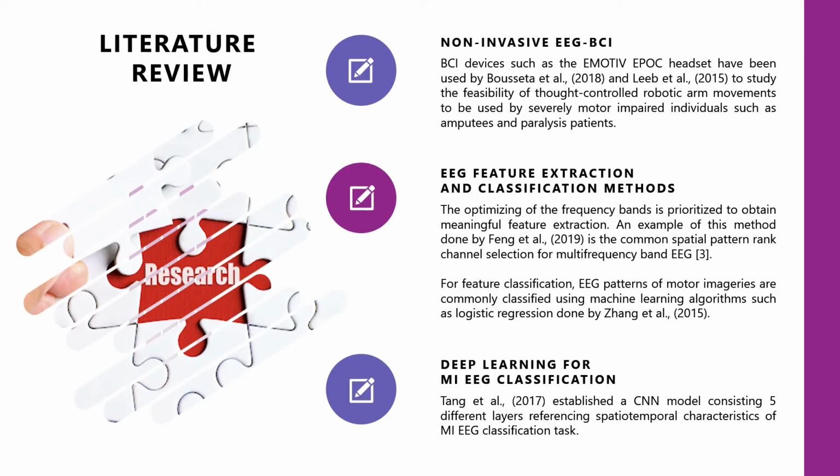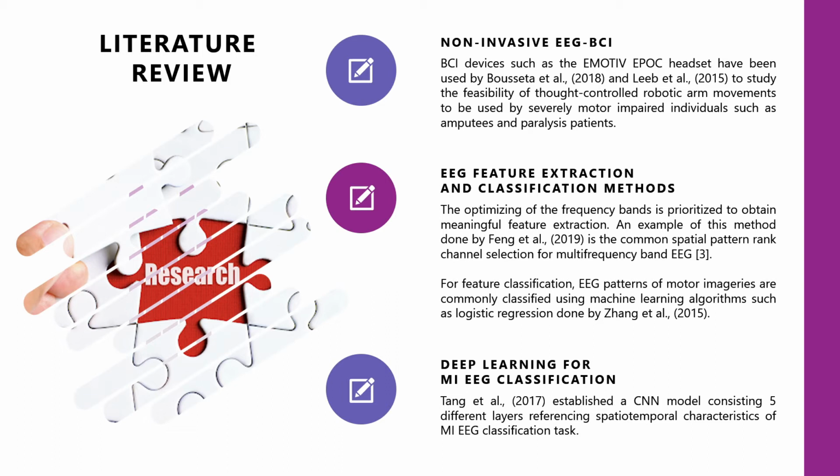For the literature review, we focus on three main topics, which are non-invasive EEG BCI, EEG feature extraction and classification methods, and deep learning for MI EEG classification. BCI devices such as the Emotiv Epoc headset have been used by Busetta et al. 2018 and Lieb et al. 2015 to study the feasibility of thought-controlled robotic arm movements to be used by severely motor impaired individuals such as amputees and paralysis patients. The optimizing of the frequency bands is prioritized to obtain meaningful feature extraction.